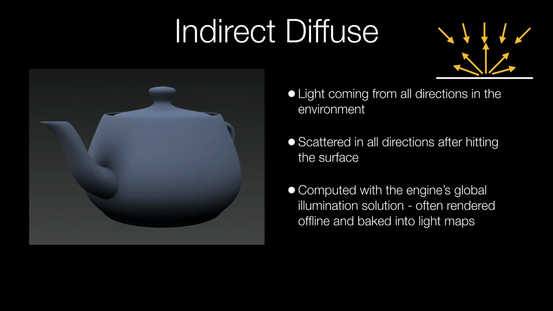Next is indirect diffuse. It's the most complex to calculate because it's modeling the behavior of billions of light rays bouncing all around the scene. Because of the expense required, this type of light is often rendered offline and stored in light maps. This process can take many hours in complex scenes.